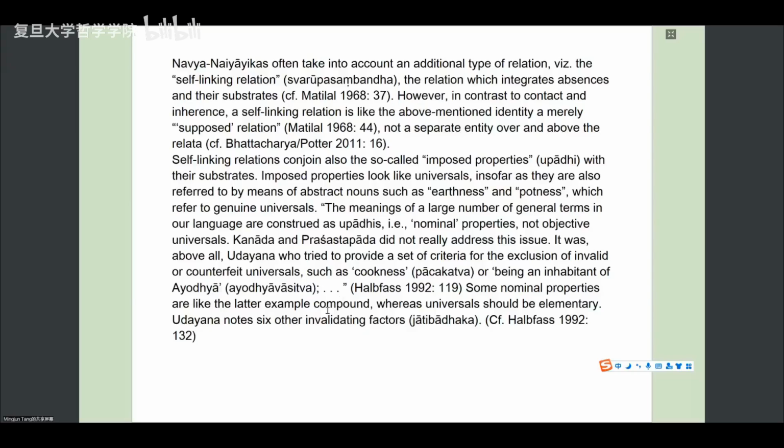Some nominal properties are compound, like Ayodhya vasitva, for instance, whereas universals should be elementary. And Udayana notes six other invalidating factors, jati badhaka. Invalidating factor means a factor which accounts for the fact that something only looks like a universal, but is not really a universal.